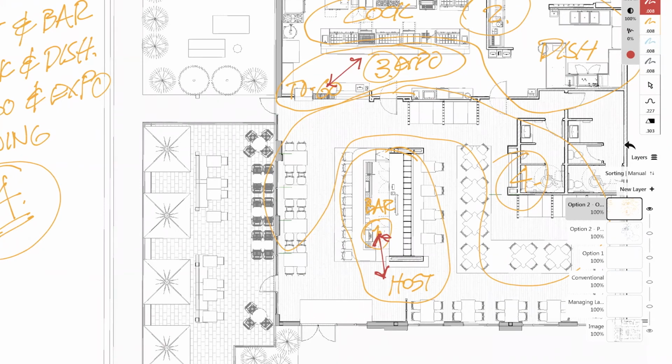The other advantage to this is that the expediter and the to-go station really have essentially the same primary job responsibility. Their job responsibility is order accuracy and timing. The other advantage here is that a bartender and a host again have the same job responsibility. Their job responsibility is hospitality. So now we're combining like for like.